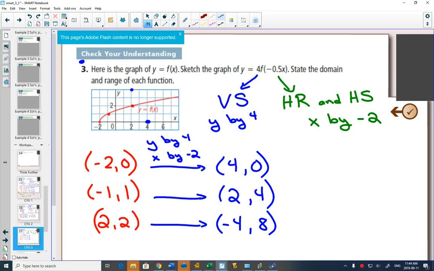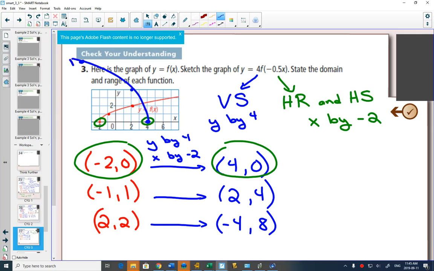This was our starting point on our green graph, -2, 0. So it's going to be our starting point on our transformation. And if I know that's my starting point, now I can graph what's happened.